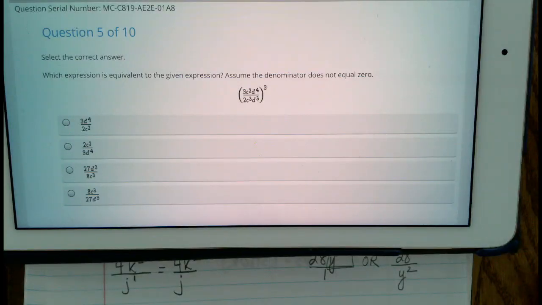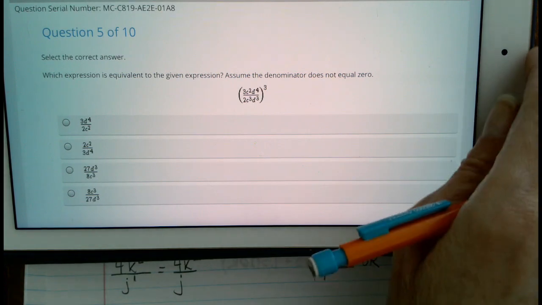Which expression is equivalent to the given expression? Assume that the denominator does not equal 0. So take a moment to copy that problem down. I already have it copied down on my paper, so I'm going to flip over to my paper.